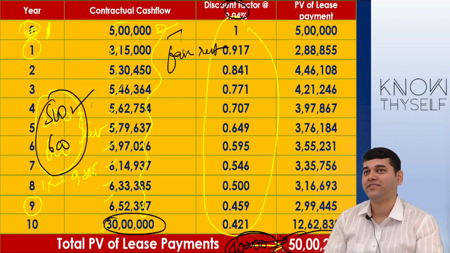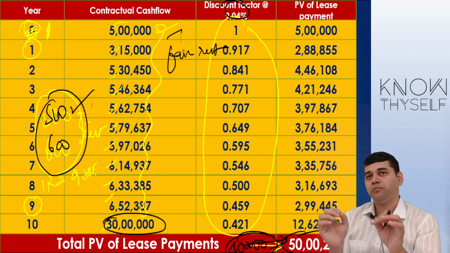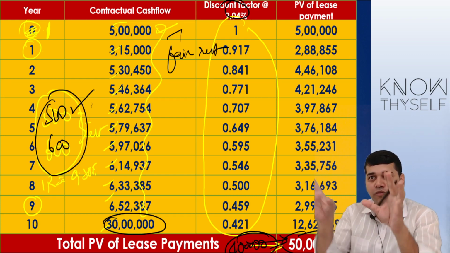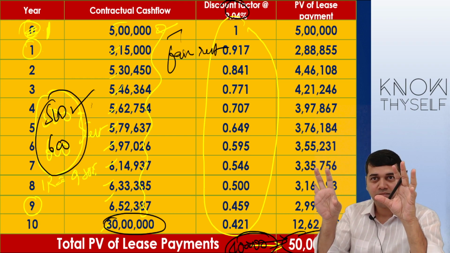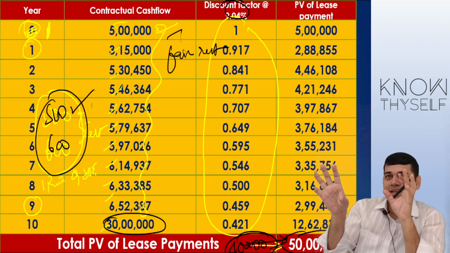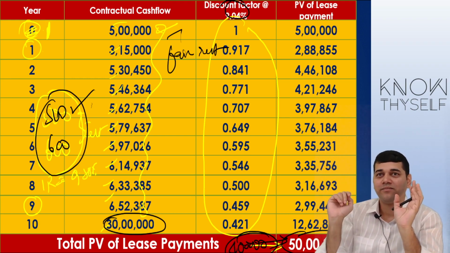Now tell me, who is smiling behind the screen? Both will make a sad face. You find both of the people's faces sad. But somebody is very happy behind that sad face. Who is that? Lessor or lessee? Lessee. Lessee is happy.